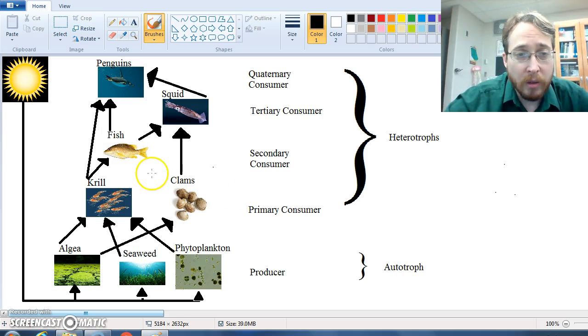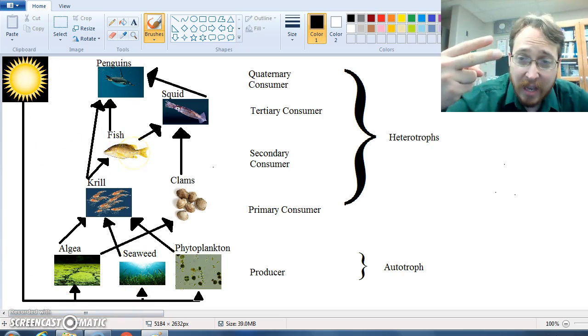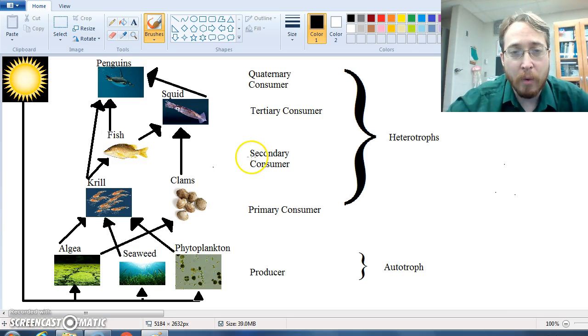So let's go to the next one. We have this fish, which can eat the krill, and they are going to get the energy from the krill, which the krill got from the seaweed, which the seaweed got from the sun. And so this fish, because it's our second eater, it would become our secondary consumer. Well, the fish and the clams can both be eaten by this squid. That would make the squid a tertiary or third level consumer.